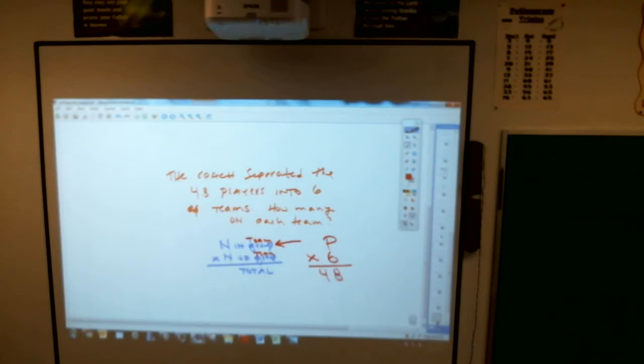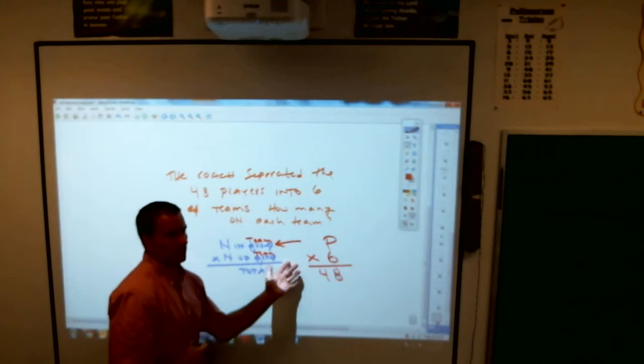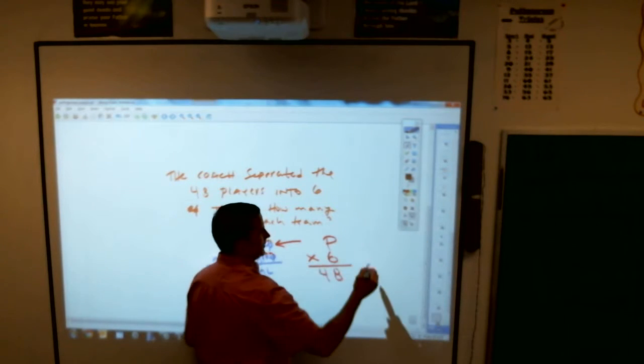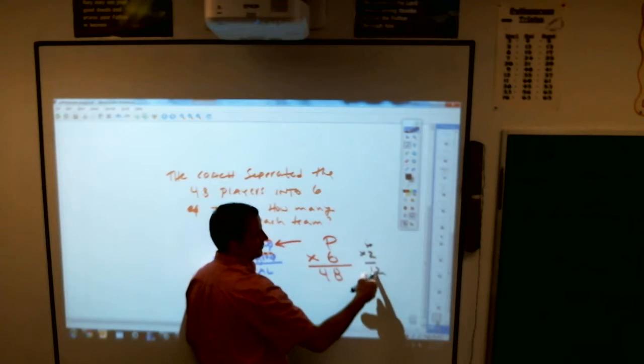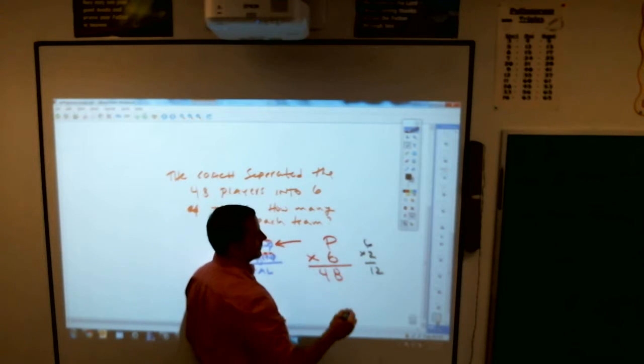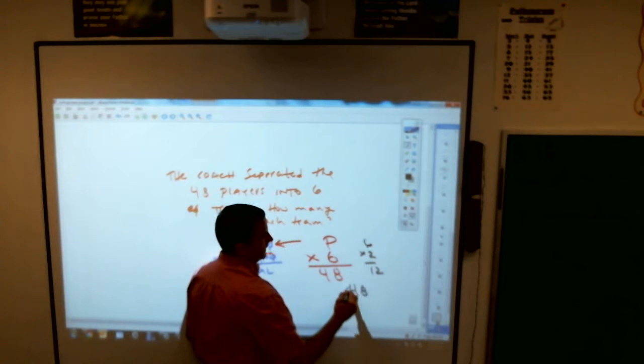When you have a missing number, what should you always do to figure out what to do? Kendall, think of an easy problem. Let's just say 6 times 2 is 12. If I didn't know this was a 6, what do I do with 12 and 2 to get 6? So I get 48 divided by 6, and that's going to give me my P, which is 8.